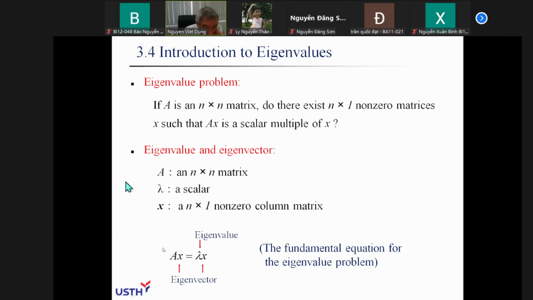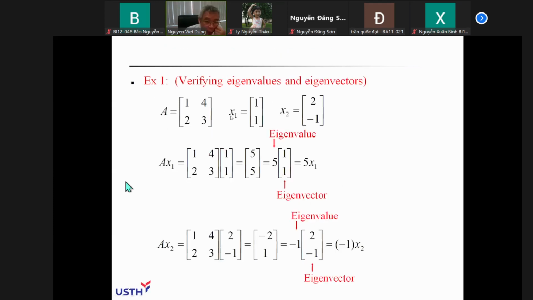If you can find lambda and non-zero matrix x satisfying that equation, the number lambda will be called an eigenvalue, and the non-zero column matrix x will be called the eigenvector corresponding to the eigenvalue lambda. And the example is here. Suppose that A is that one, and x1 and x2 are two column matrices like that. Then x1 will be an eigenvector of A, because if you multiply A by x1, you get exactly 5 times x1. So the number 5 is the eigenvalue and x1 is the eigenvector corresponding to 5.